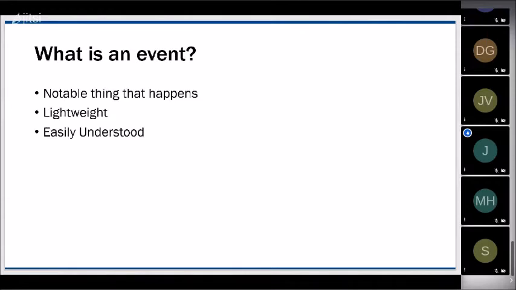And specifically, what is an event? An event is any notable thing that happened. So you have a change in state, like a new customer or a new order or a payment. You could have a temperature reading or a shopping cart checkout. And the key here is you want something that's lightweight and easily understood. So you don't want to send a book of data with your events, and you want to have events that are understood by the customer. You want them to be domain defined, not technically defined.